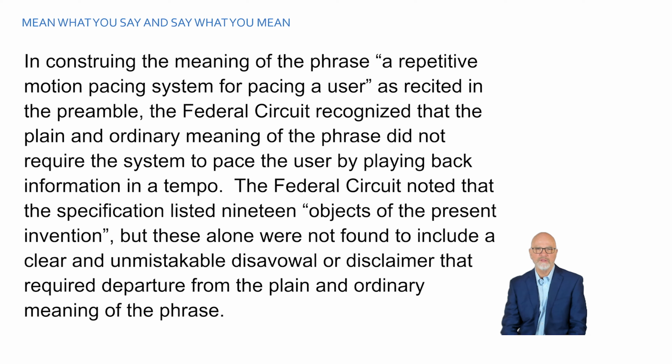In construing the meaning of the phrase, a repetitive motion pacing system for pacing a user, as recited in the preamble, the Federal Circuit recognized that the plain and ordinary meaning of the phrase did not require a system for pacing a user by playing back information in a tempo. The Federal Circuit noted that the specification included 19 objects of the present invention, but found those alone were not enough to include a clear and unmistakable disavowal or disclaimer that required departure from the plain and ordinary meaning of the phrase in question.